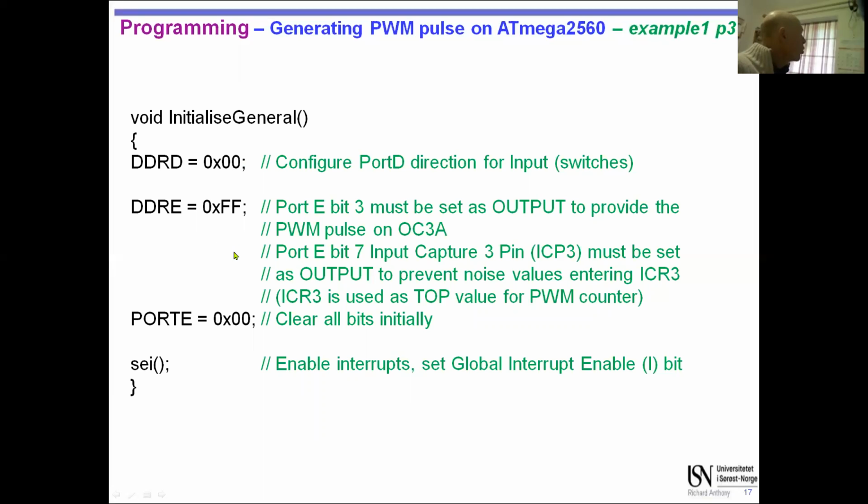Standard setting the ports. Because port E is generating pulse width modulation, it does need to be set to output. That is one requirement. Although the PWM is an alternate function, you still need to set port E to be an output for that PWM to actually appear on the pin. That's a good mistake for beginners to forget to do, and then nothing seems to be happening.